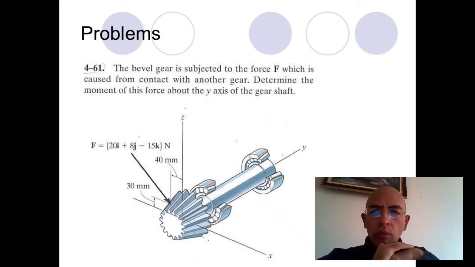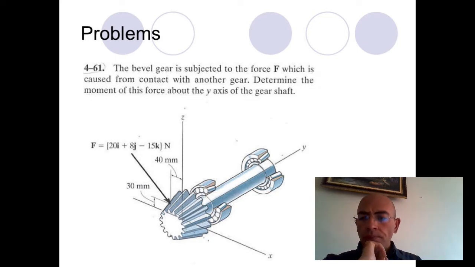Okay, our problem is 4-61. The bevel gear is subjected to the force F, which is caused from contact with another gear. Determine the moment of this force about the y-axis of the gear shaft.